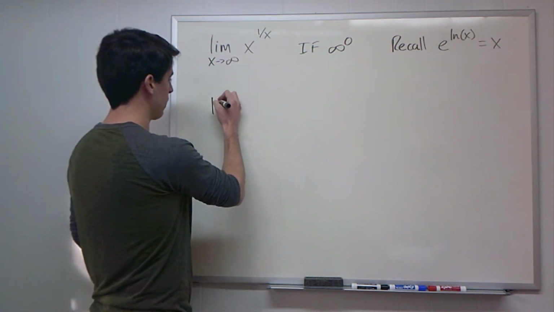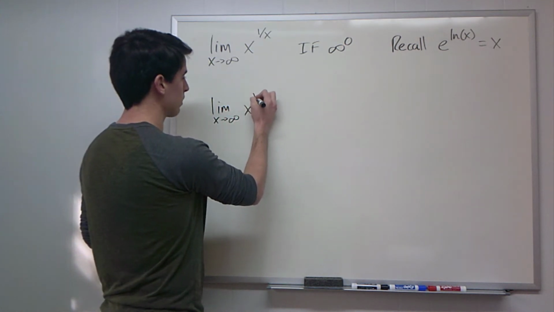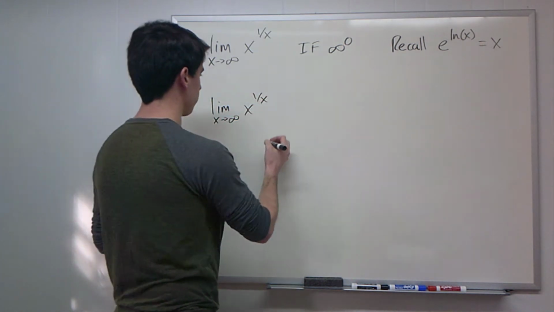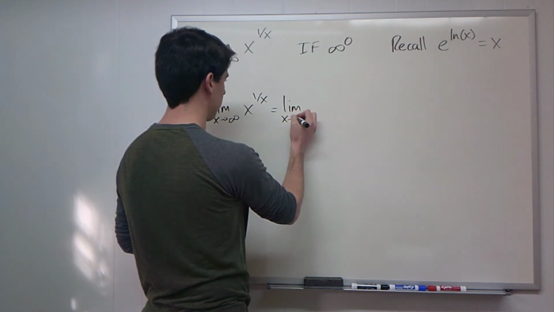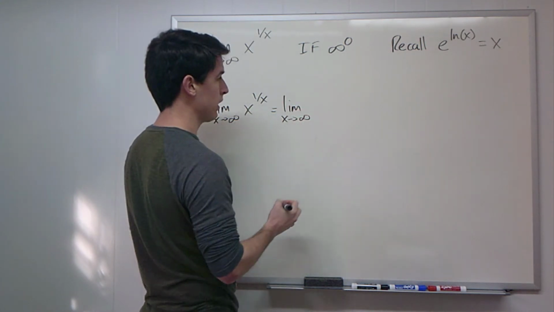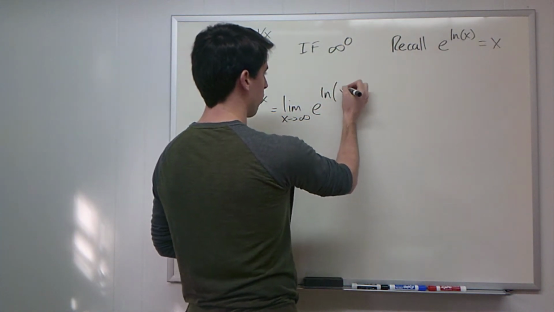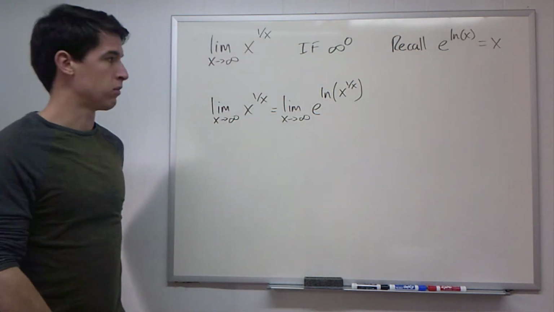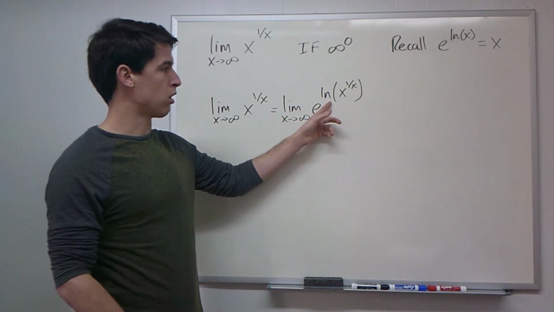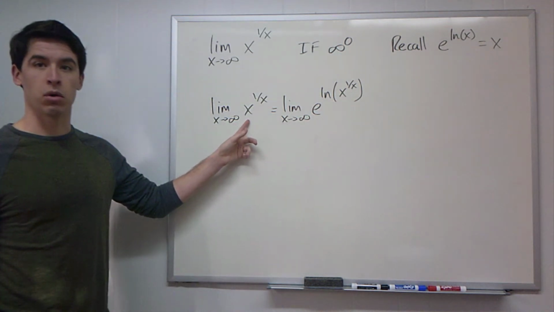So I'm going to take the limit as x approaches infinity of x to the 1 over x. And now I can rewrite this as the limit as x approaches infinity of e to the natural log of x to the 1 over x. Right? Because e to the natural log of x to the 1 over x is just x to the 1 over x.